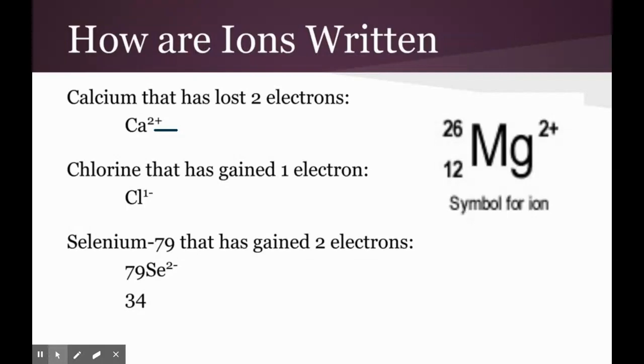And here, selenium-79, that tells us which specific isotope of selenium it is, has gained 2 electrons. So you want to write the mass number and the atomic number on the left side, like we do for the isotope notation. And then it is also an ion because it says it has gained 2 electrons. So it will be -2. So this picture here combines an isotope and an ion notation. So the specific isotope of magnesium is magnesium-26, which means that it will have 14 neutrons, and it has lost 2 electrons, which means overall it has a +2 charge.